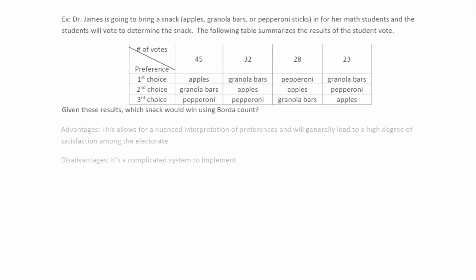The advantage of this system is that it allows for a nuanced interpretation of preferences and will generally lead to a high degree of satisfaction among the electorate because they've had the opportunity through the ranked ballot to say what their first priority, their second priority is, and so on. So the likelihood that they either get the first or second priority or something that they prefer over the worst case is fairly high. The disadvantage is that it is a complicated system to implement, so it's hard to set up, hard to manage, and hard to administer.